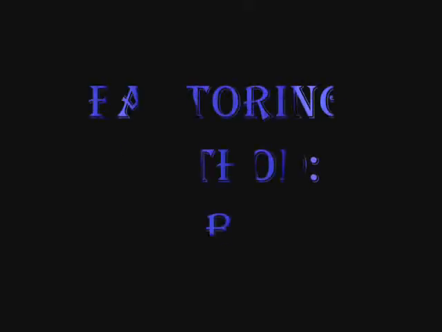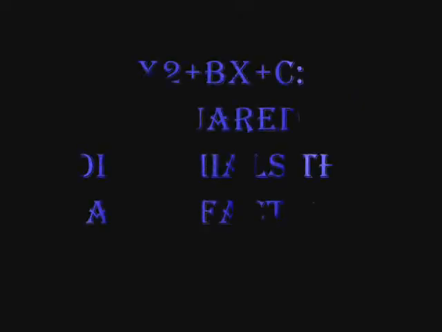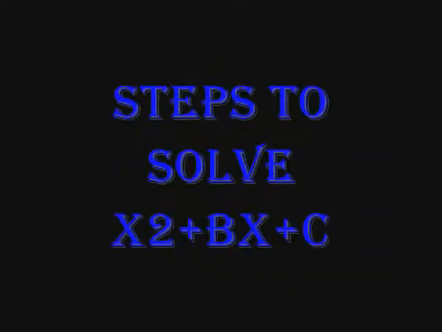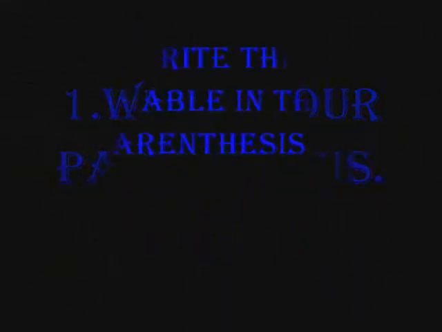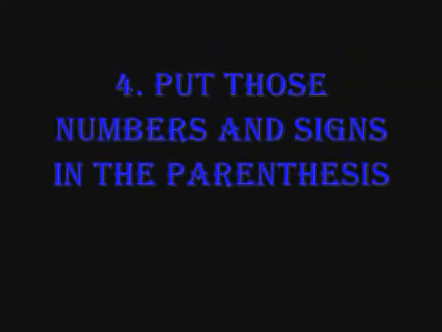Factoring method for x squared plus bx plus c. X squared plus bx plus c is the squared polynomials that can be factored out into FOIL. Steps to solve x squared plus bx plus c. Write your parentheses. Next, write the variable in the parentheses. See what adds up to the middle term and multiplies to be your end term. And put those numbers and signs in the parentheses. And here are your examples.